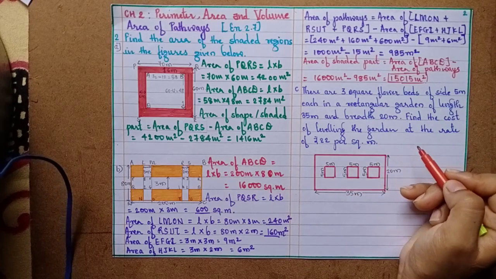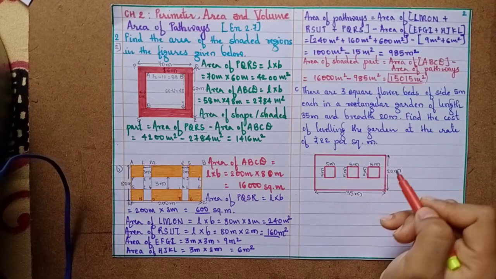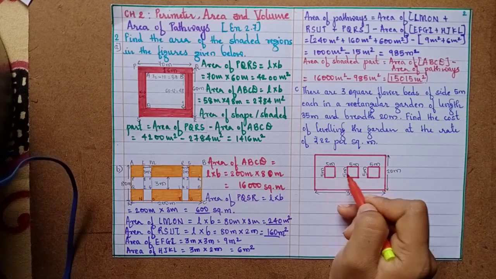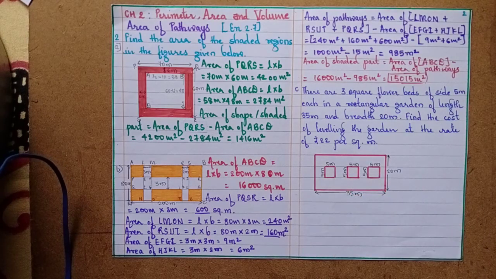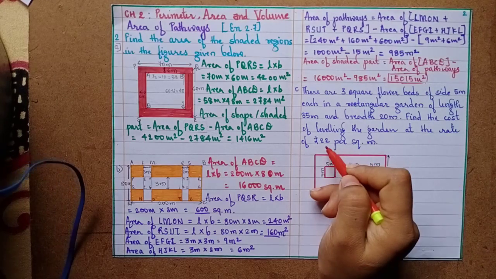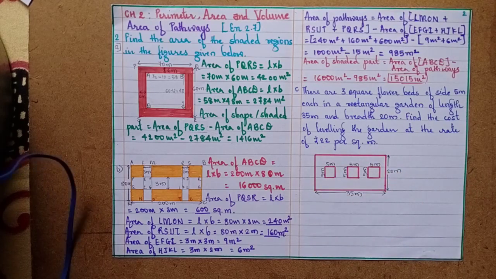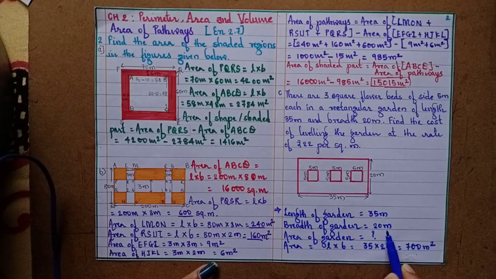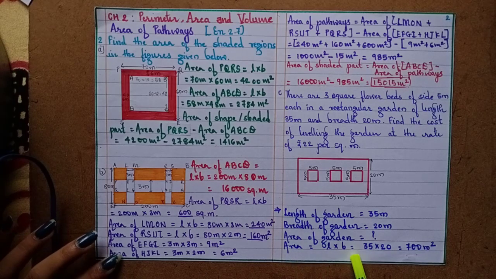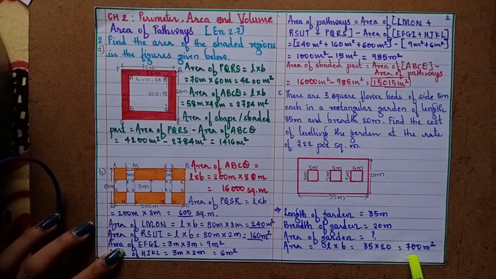So to do that, first we have to find the area of the whole garden, and from that we have to subtract the area of these flower beds. Whatever area we get after subtracting, we have to multiply by 22, and that will be the cost of leveling. So let's find the area of the rectangular garden first, and as it is a word problem, let's write the statements first. Length of the garden is given, breadth of the garden is given, area of the garden we shall find first. Therefore area of the garden is length into breadth, that is 35 meter long and the breadth is 20 meter. So 35 into 20 gives us 700 meter square.